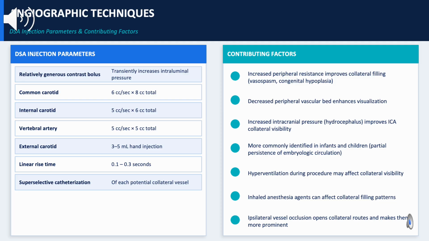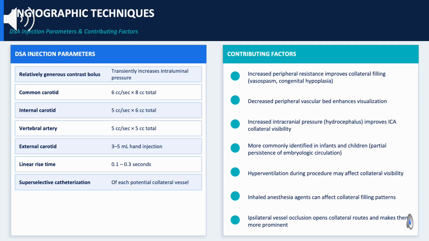Too much pressure in the ECA during embolization can actually force embolic agents through anastomotic connections. Controlled hand injection is safer. The right panel factors explain why some patients show collaterals beautifully and others show nothing despite pathological flow.